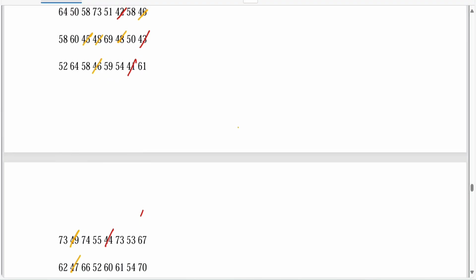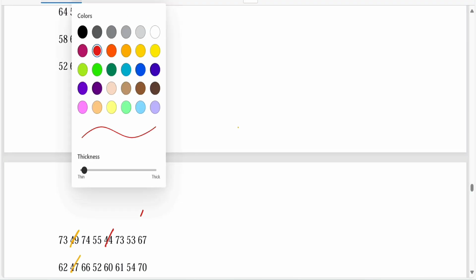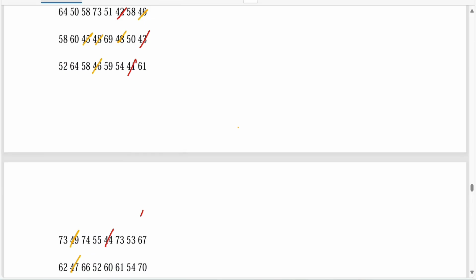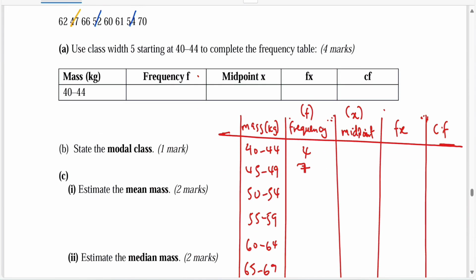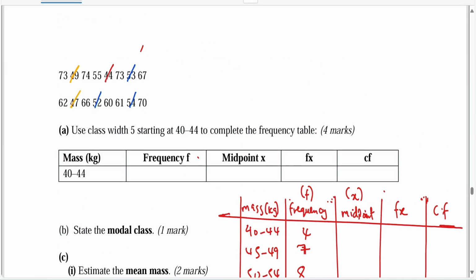Then we go to 50 to 54. Tuendelee. Let's use another one. 50 to 54, this one. 50 to 54, this one, this one. Okay, this one, and this one. So how many numbers are those? 1 2 3 4 5 6 7 8. So it is only 8 numbers.